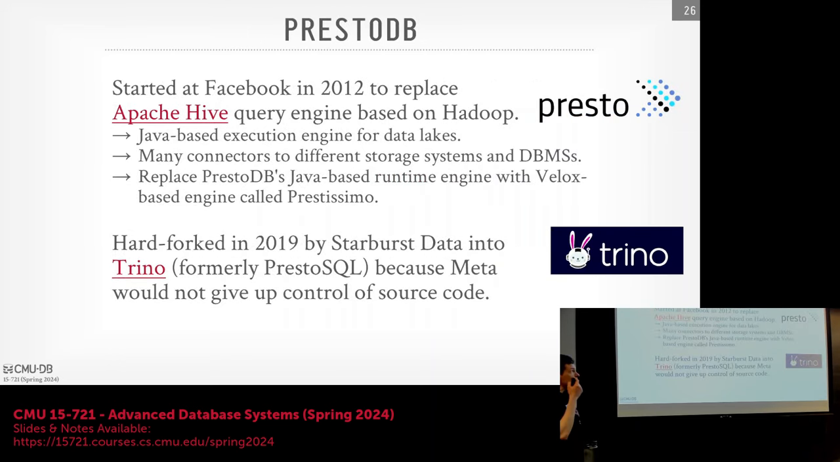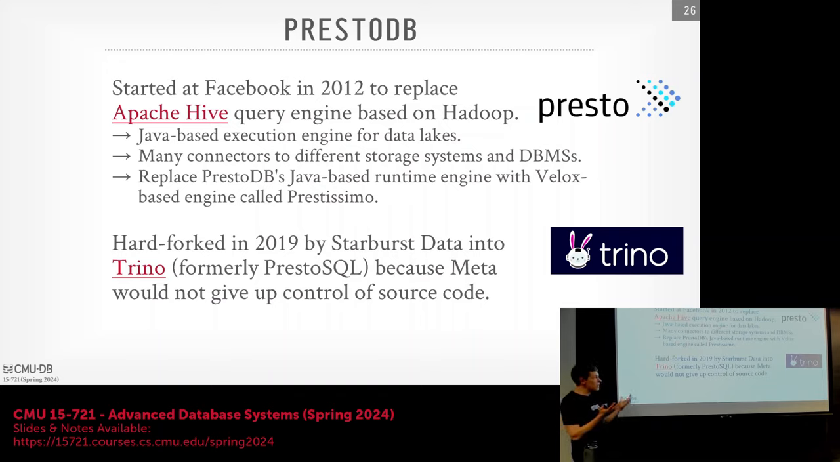The next one is PrestoDB. This was started at Facebook. I wouldn't say this is directly inspired by Dremel, because I think they were already working on this when the Dremel paper came out. Facebook was building this to replace Hive, which was a way to do SQL on top of MapReduce. It would take your SQL query and convert it literally into MapReduce Java jobs, and run those. And obviously that would be super slow because MapReduce was slow.